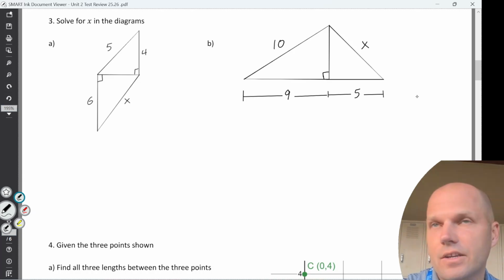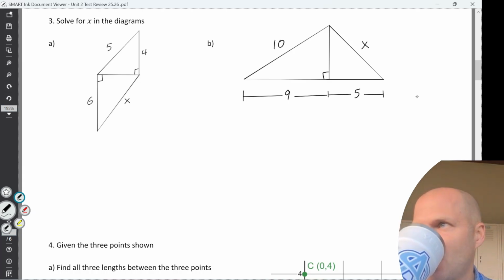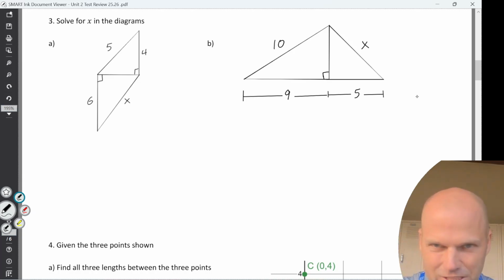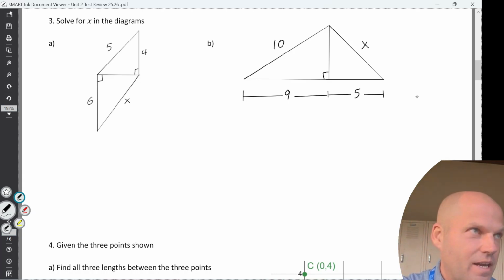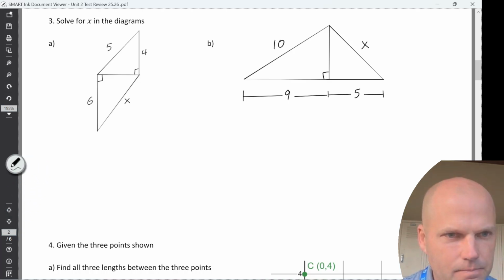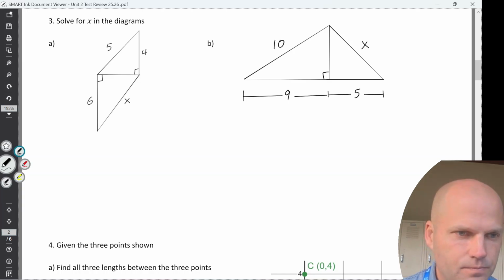Cool. These are some extra Pythagorean theorem questions. It's just a little bit more involved. You might not have seen these in your homework, but they're totally doable.